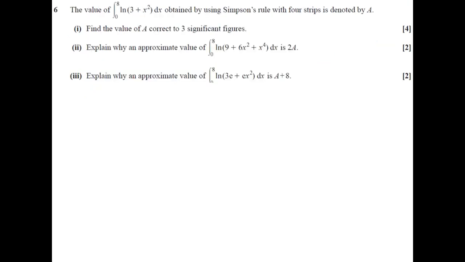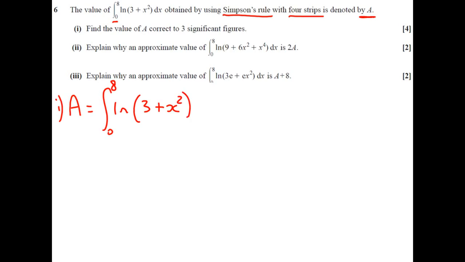Question 6. We've got a definite integral between the limits 0 and 8, and we're going to be using Simpson's Rule. We're going to have 4 strips, and the area that we find is denoted by A. So for part I, we want to find the area between 0 and 8 under the curve ln of 3 plus x squared.